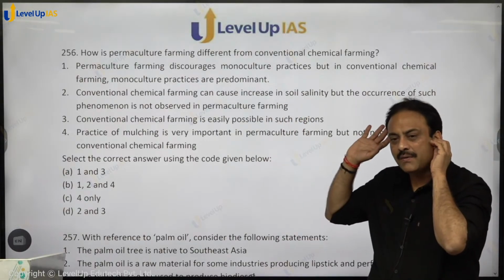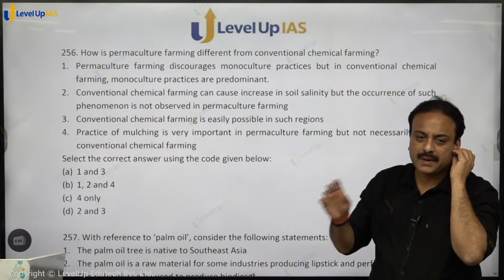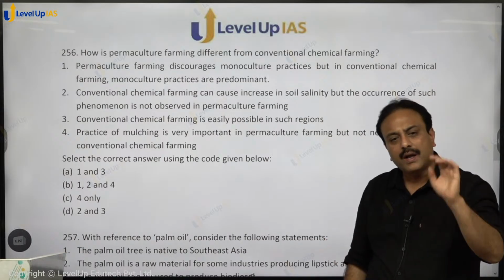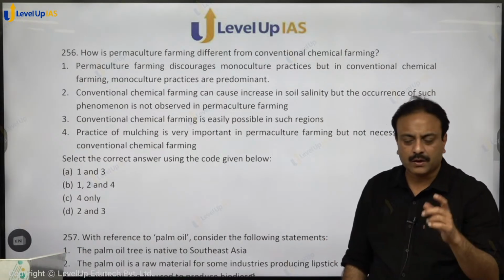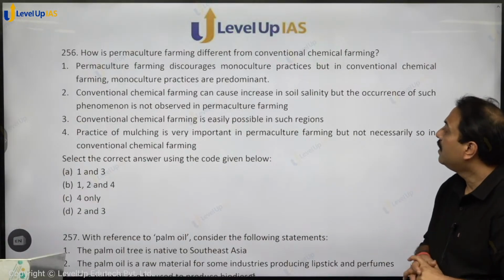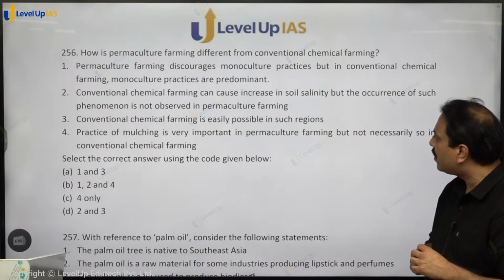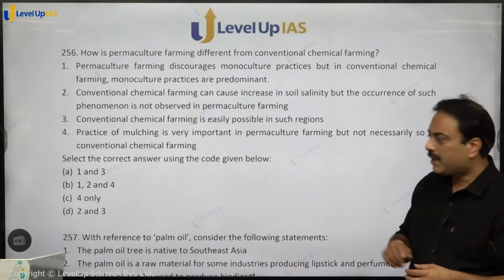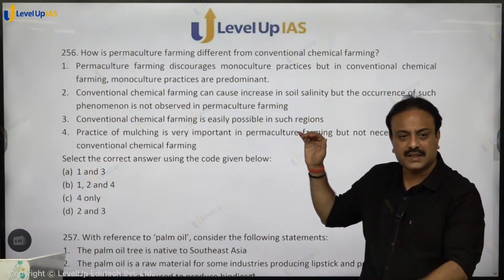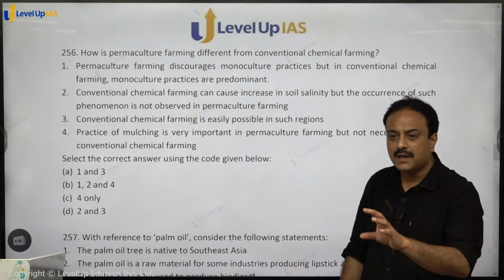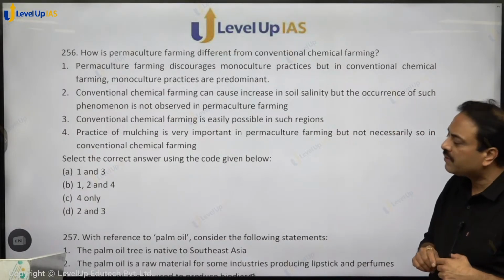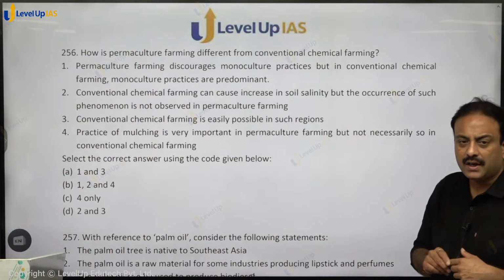But in conventional chemical farming, they go on with monoculture practices with the indiscriminate use of chemical fertilizers year after year, and the quantity goes on increasing, profitability goes on reducing. So it is a correct one. Conventional chemical farming can cause an increase in soil salinity. Because of excessive use of chemical fertilizers, what will happen? Salinization of soil will take place, soil will become hard, the quality of soil will depreciate. But such phenomena are not observed in permaculture. It will not take place, it is correct.